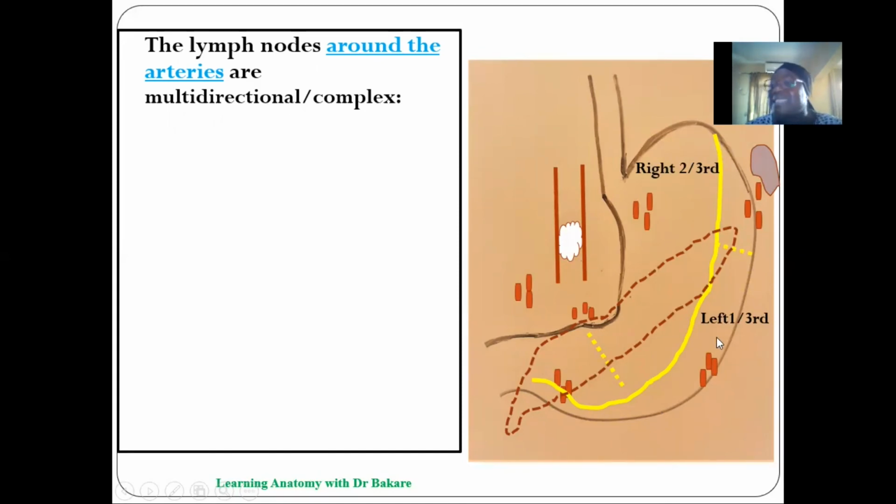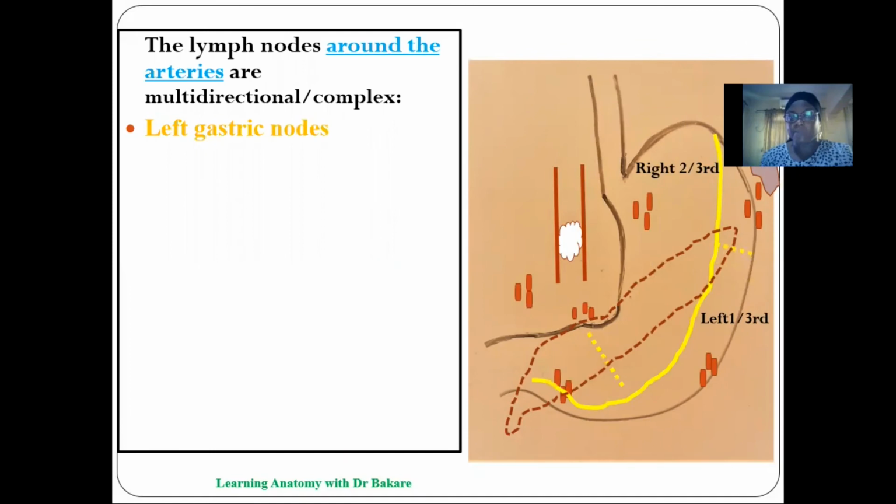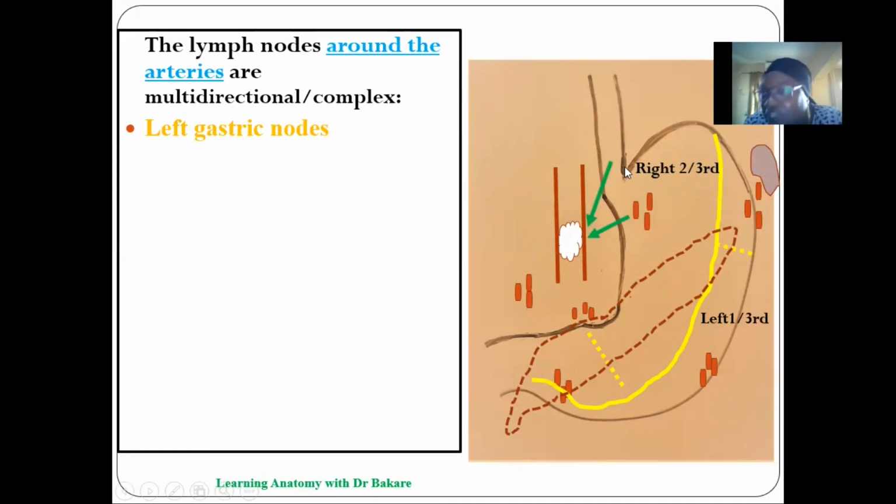Going further, let's now pick the different lymph nodes and see the pattern or direction by which they drain. For the left gastric lymph node, we already said that this is the left gastric lymph node. This left gastric lymph node will drain the lower part of the esophagus and the upper part of the lesser curvature. Lymph from this region will be collected and directed into the celiac lymph nodes.